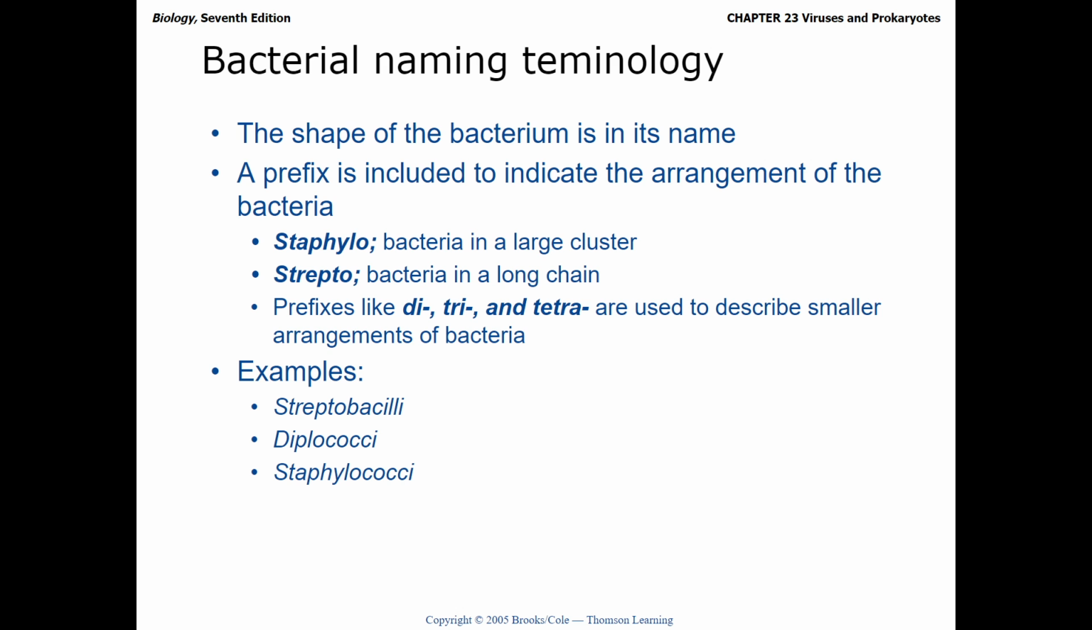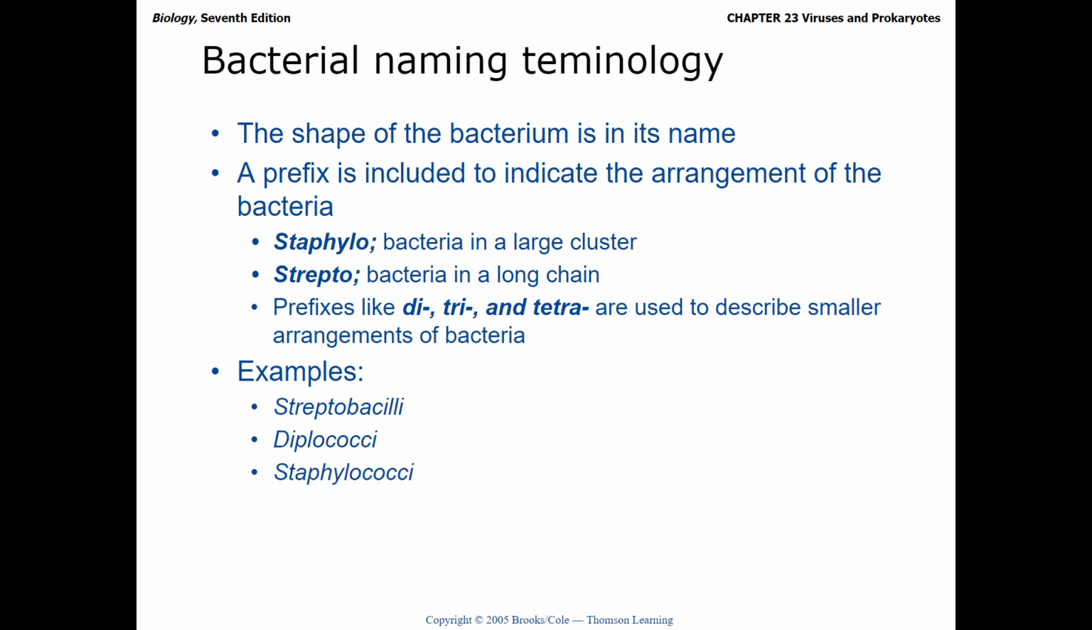Again, if you add the prefix strepto, you're talking about bacteria in a long chain. If you add the prefix staphylo, you're talking about bacteria in a large cluster. That's because these prefixes are included to indicate the arrangement of the bacteria, and a lot of this has to do with the shape of the bacteria. The information is in the name. You might also see prefixes like di, tri, tetra. They would also be used to describe smaller arrangements of bacteria or small clusters.